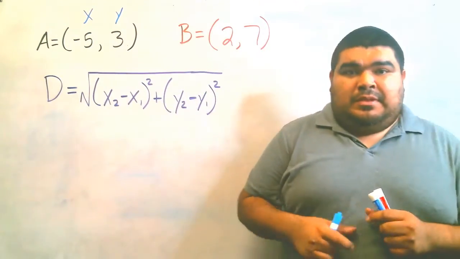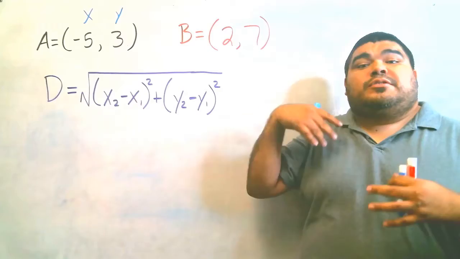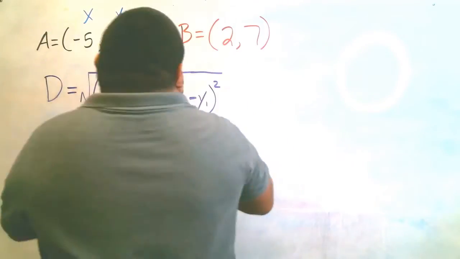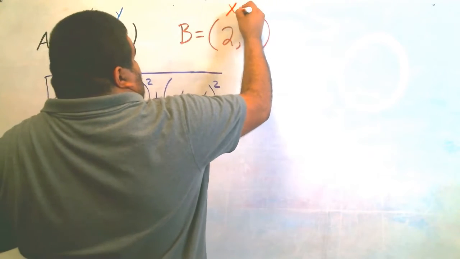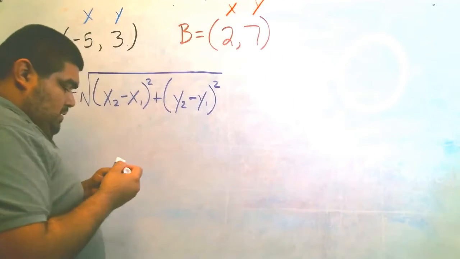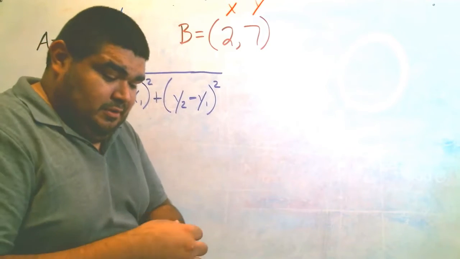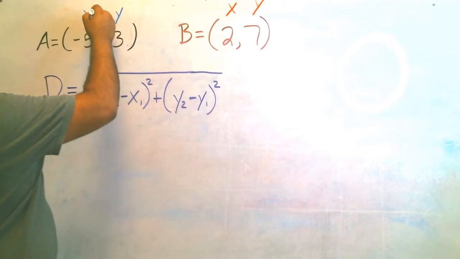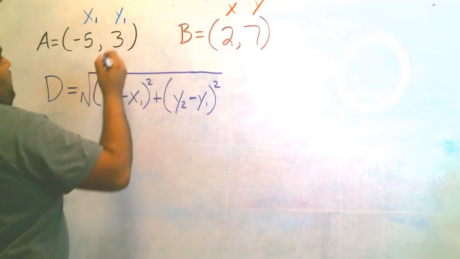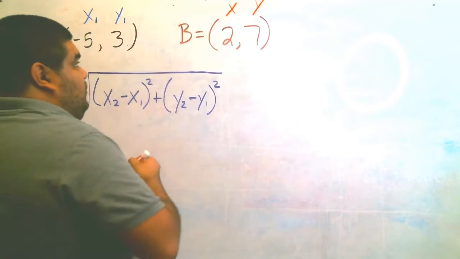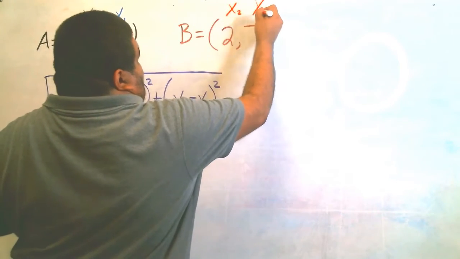Now, on the other one, we do the same thing on point B. We label it x. We label it y. Remember, point A is always first. So this is going to be x1, y1. And your second point is going to be x2, y2.